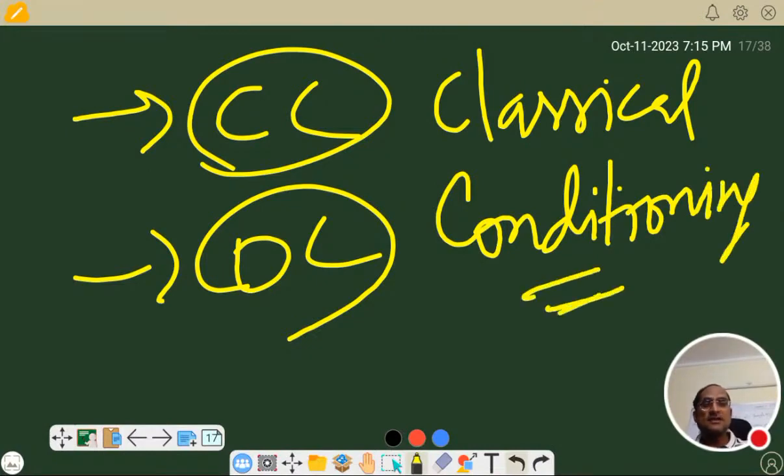And why this name conditioning? This name conditioning comes from the fact that your behavior is conditioned by the environment. Behavior getting conditioned by environment means it is conditioning. Classical, because there the role of the subject, the organism, is zero, not minimal, zero, passive. How? Pavlov's dog.